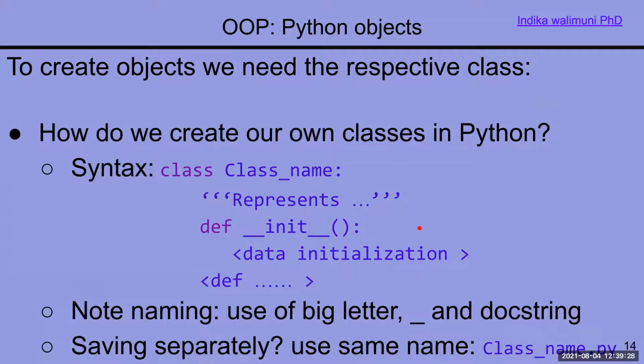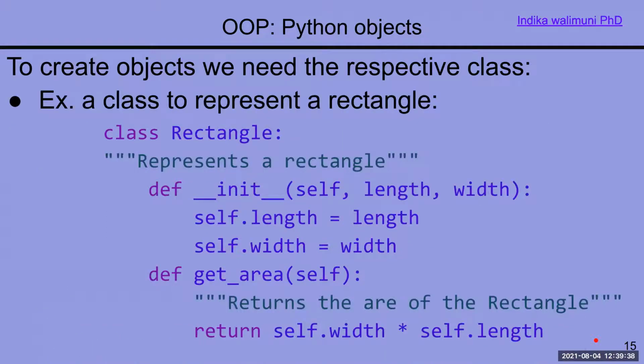And if you want to save this class separately in a Python file, then you have to name it the same class name .py. All right. So here's an example. We are going to write a class to represent a rectangle. So the class name is Rectangle, and the docstring says represent a rectangle. If you have more, you can put more information there. And then the class initializer method.